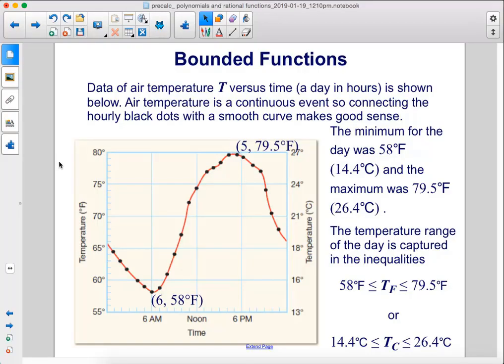Data of air temperature T versus time, a day in hours, is shown below. Air temperature is a continuous event, so connecting the hourly black dots with a smooth curve makes good sense. The minimum for the day was 58 degrees Fahrenheit, and the maximum was 79.5 degrees Fahrenheit. The temperature range of the day is captured in the inequalities T is greater than or equal to 58 degrees Fahrenheit and less than or equal to 79.5 degrees Fahrenheit, or the same in Celsius.